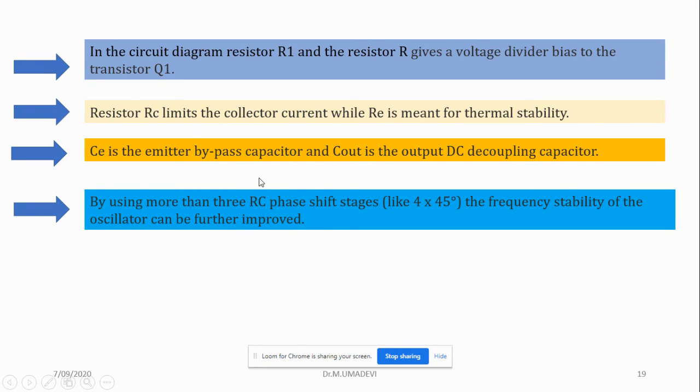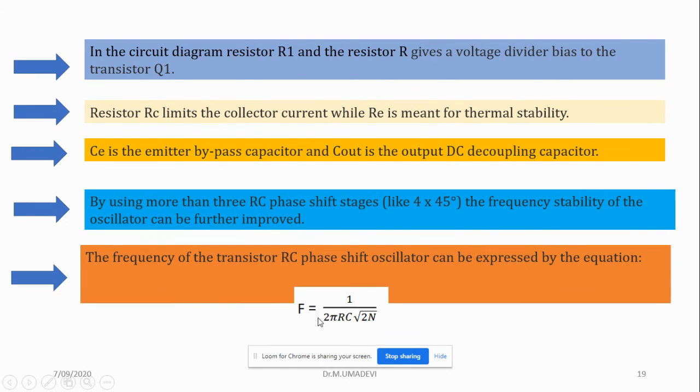Suppose instead of three phase shift stages, we can go with one more stage, 4 stages. Then the angle per stage will be reduced to 45 degree, 4 into 45. So this is for more stability. Instead of 3 stages, we can go with 4 stages. That means the stability of the oscillator can be further improved.